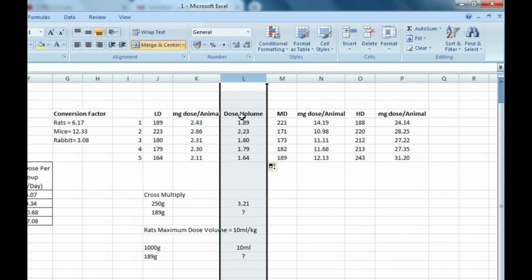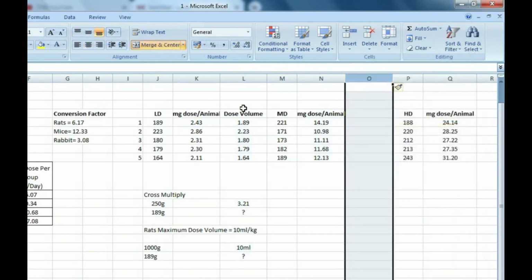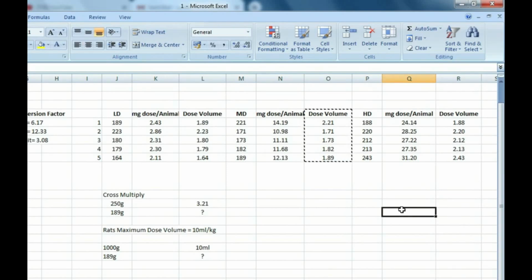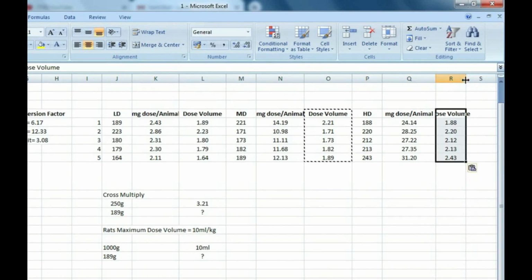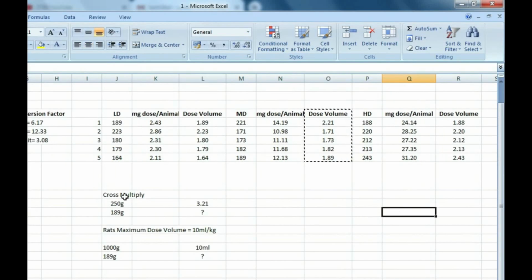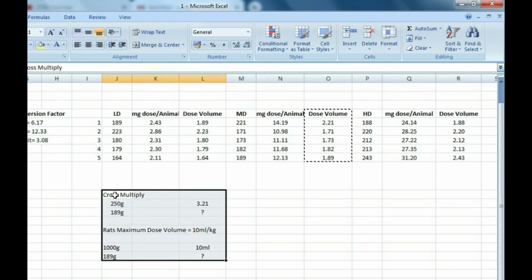So that is for lower, and in the same manner we copy and paste it, and it will be calculated for the dose volume for all three groups. We have to keep in mind that we are not multiplying by 5 or 10 here, because we have changed the concentration 5 times and 10 times, but body weight is not changing, so those values will be the same for all. Now we will prepare the stock solution for all concentrations.